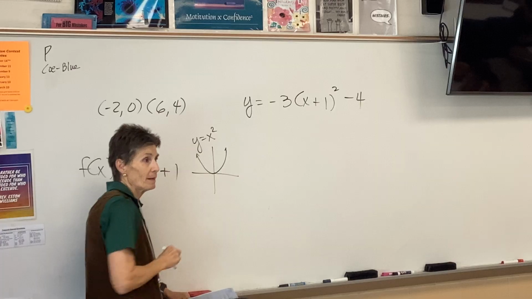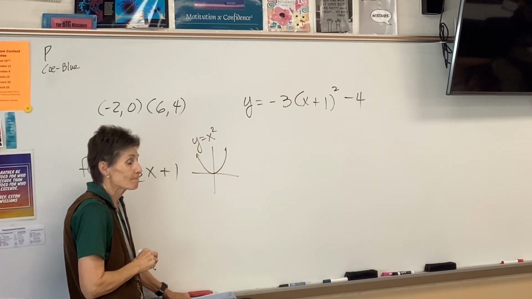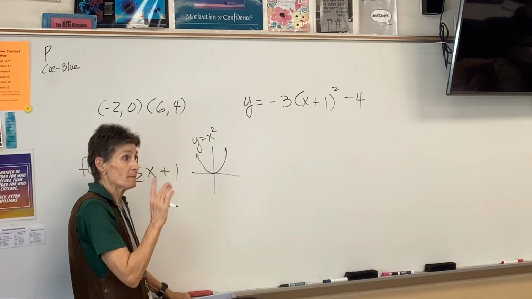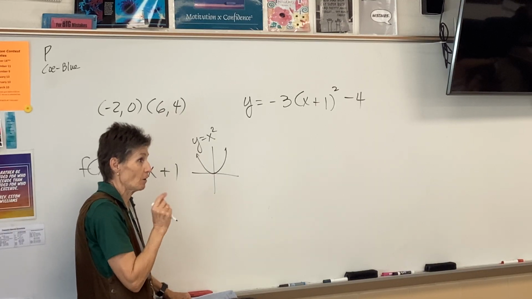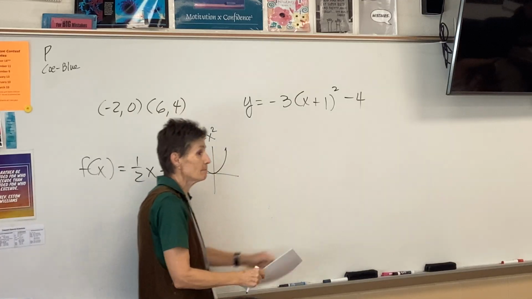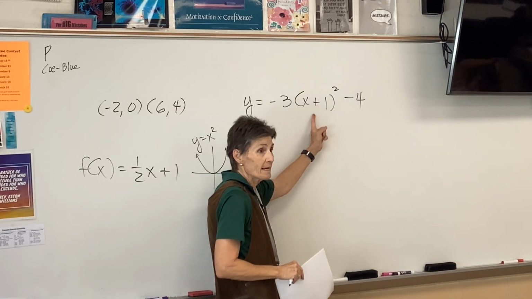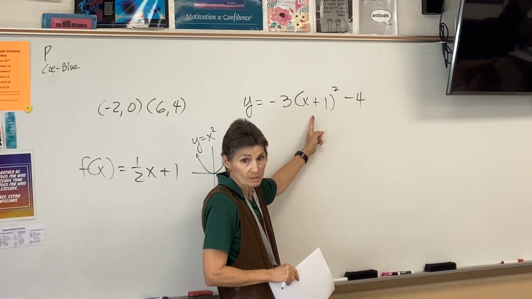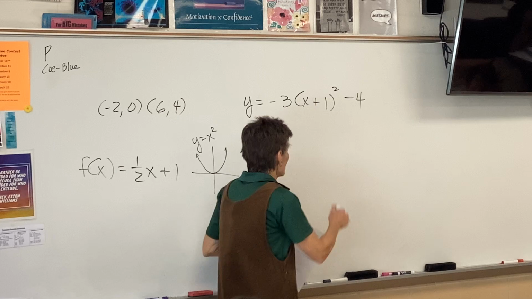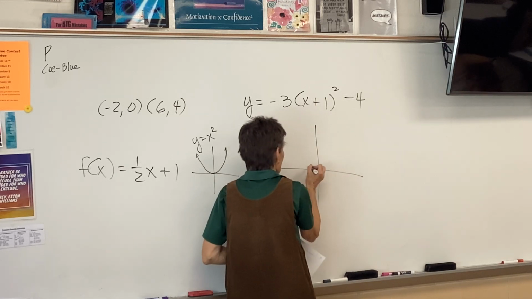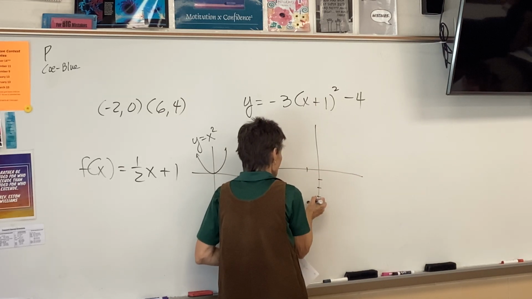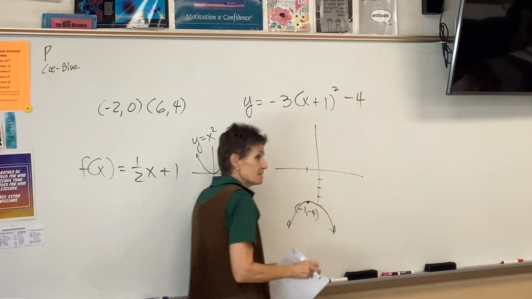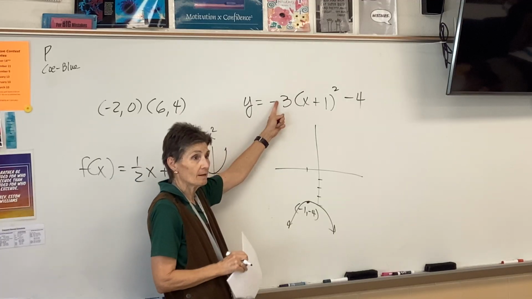How has that one been moved? It's going to be upside down. Let's talk about the move, first of all. The move has gone down 4 and left 1. Old news, folks. We know that already. So this vertex is at -1, -4. And you told me that it opens down because of that.